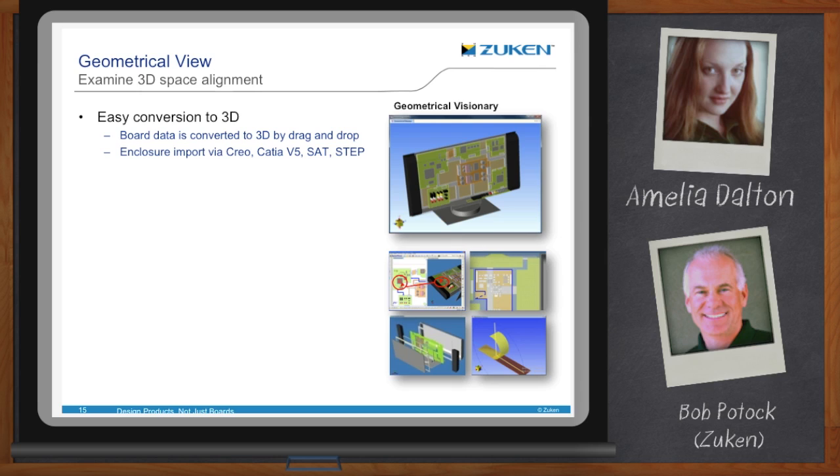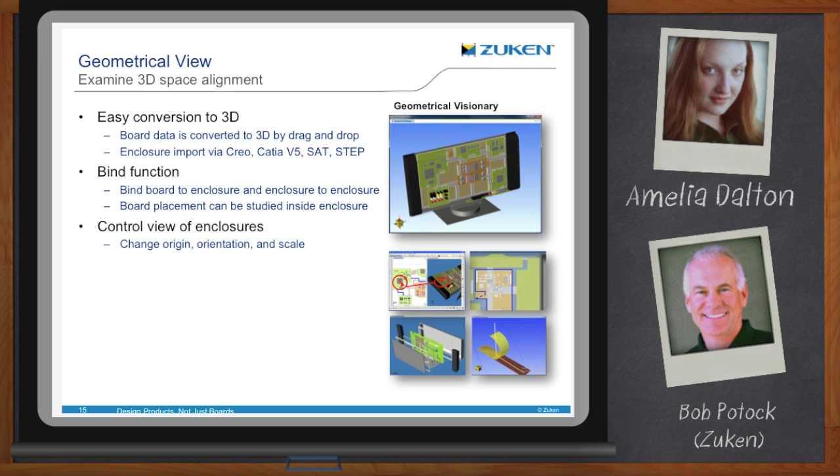Now, what's powerful inside this space planning tool is that I have analysis capabilities. I can bind the boards to a particular orientation within the enclosure. I can change the origin, the orientation, the scale. So I have the ability to move things around to really optimize and test the shape of the printed circuit boards versus the shape of the enclosure. Right.